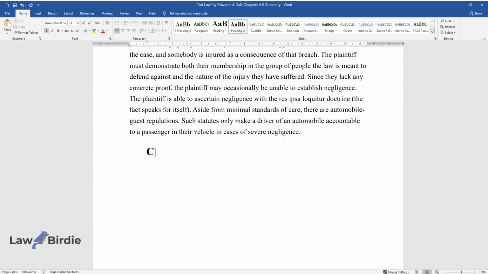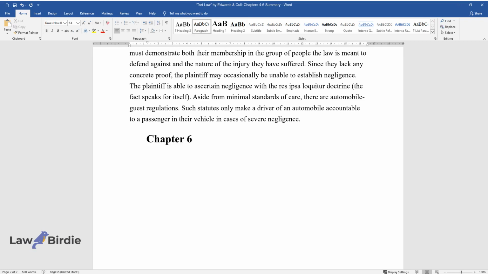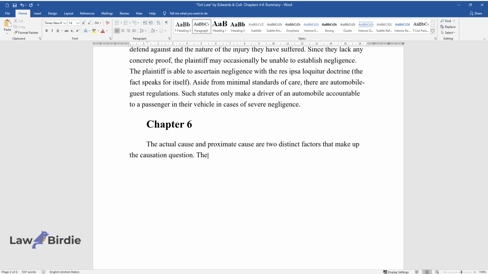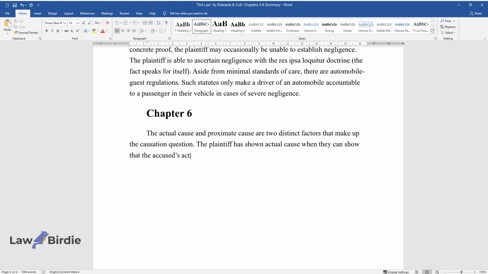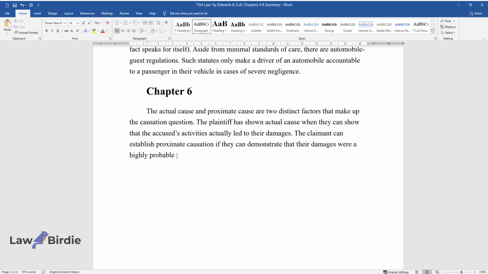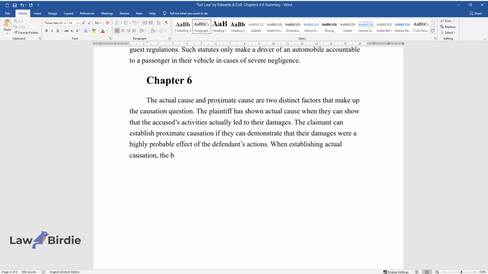negligence. Chapter 6. The actual cause and proximate cause are two distinct factors that make up the causation question. The plaintiff has shown actual cause when they can show that the accused's activities actually led to their damages. The claimant can establish proximate causation if they can demonstrate that their damages were a highly probable effect of the defendant's actions. When establishing actual causation, the but-for and substantial factor tests are applied.